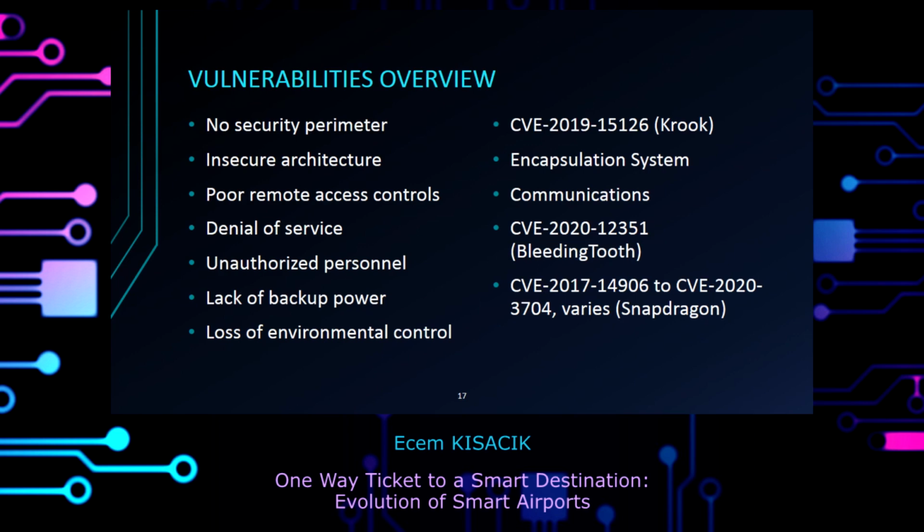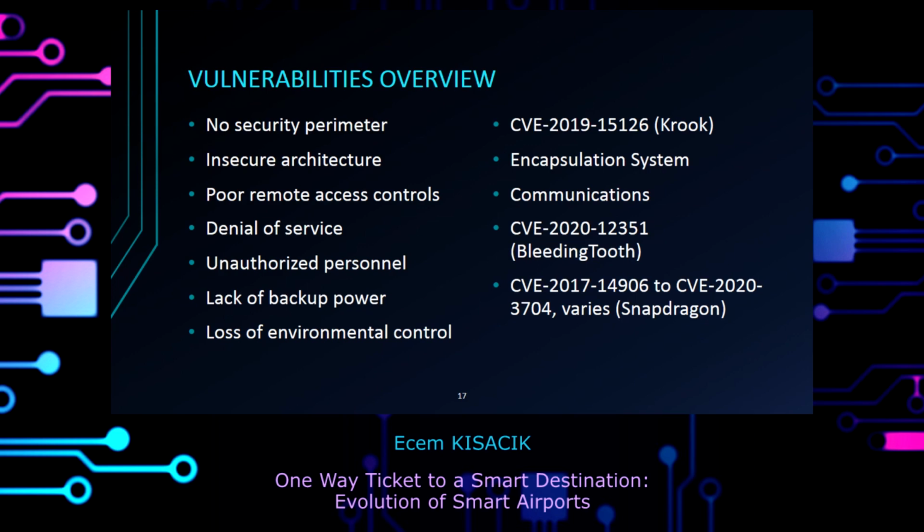Encapsulation system, aircraft control gateways on aircraft. It is directly connected to the aircraft control unit and vulnerable to man-in-the-middle attacks. Besides, in some aircraft, network devices are accessible by passengers. So the next generation aircraft like Airbus A350, Boeing 787 may require a brand new network design, and there will be new vulnerabilities. Communications, air-to-air and air-to-ground communication are vulnerable to jamming and eavesdropping attacks.